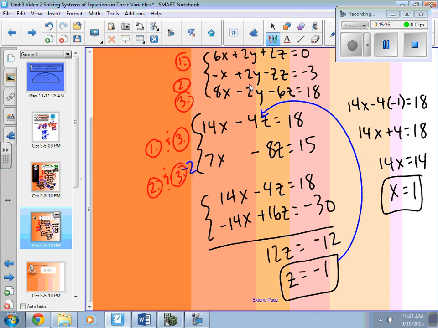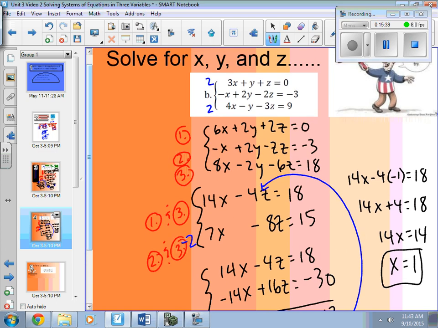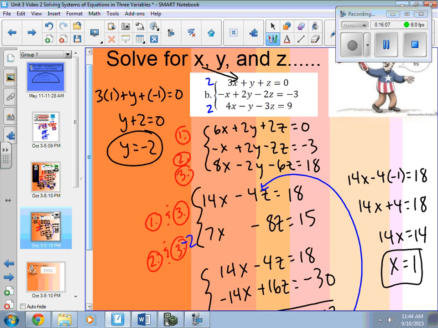Now we have to go all the way back up to one of the original problems and find out what y is going to be. I'm going to pick this top one right here. That looks like an easy one. So we have 3x, which is 1, plus y plus z, which we know is -1. If we multiply 3 and 1, we get 3. Added to -1 is 2. Subtract 2 from both sides, and y is -2. So we found all three variables. If you want, again, you can list your answer as an ordered triple. It would be 1, -2, -1.